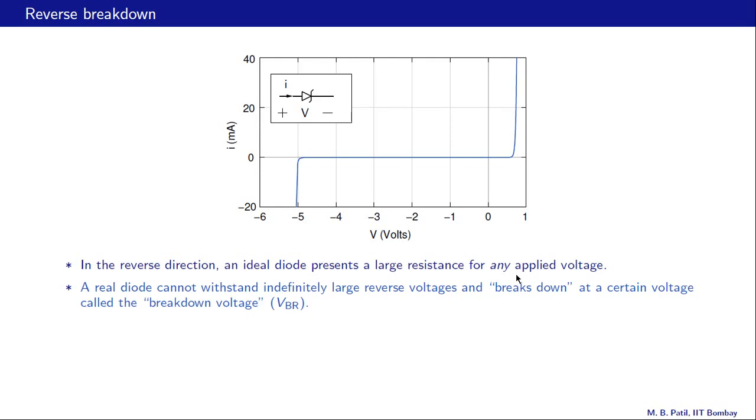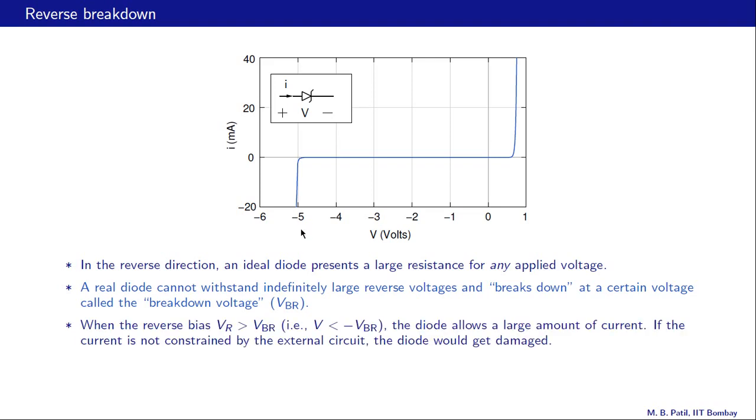This is the assumption that we have made. Now that is not quite true about a real diode. A real diode cannot withstand indefinitely large reverse voltages and breaks down at a certain voltage called the breakdown voltage. In the example shown over here, this diode is seen to break down at about minus 5 volts. Now this breakdown voltage VBR is usually treated as a positive number. For this specific device, VBR would be 5 volts, and the applied voltage would be minus 5 volts.